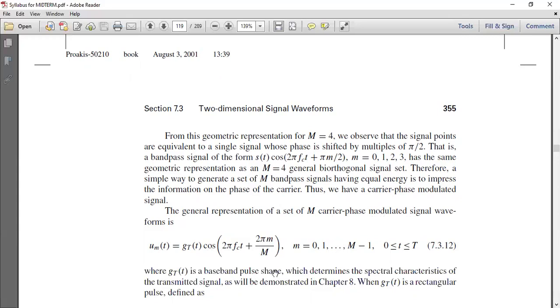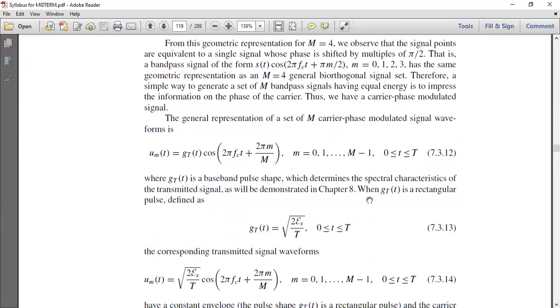g(t) is the baseband pulse shape which determines the spectral characteristics of the transmitted signal, as will be demonstrated in chapter 8. When g(t) is a rectangular pulse, then it can be represented by this one. The amplitude of this pulse is this expression. So we put this expression over here and get the corresponding transmitted signal waveform.